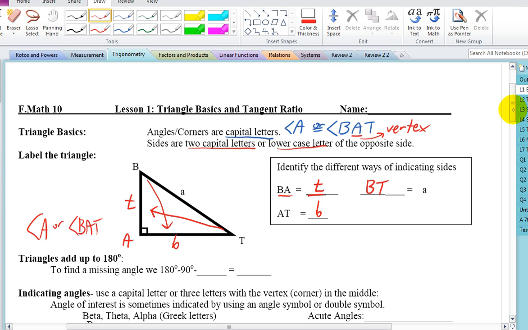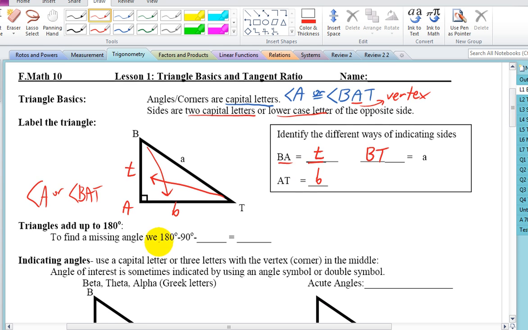Okay, continuing on. Remember that to find the missing angle, you can use the 180 rule. So we can have 180 degrees minus 90 degrees minus maybe 50 degrees, and that will equal 40 degrees. So in this question, this angle here is 50 degrees, and so this would be 40 degrees. So we have to remember how to name angles and sides, and we also have to know how to find the angles. You're going to be using that a lot.